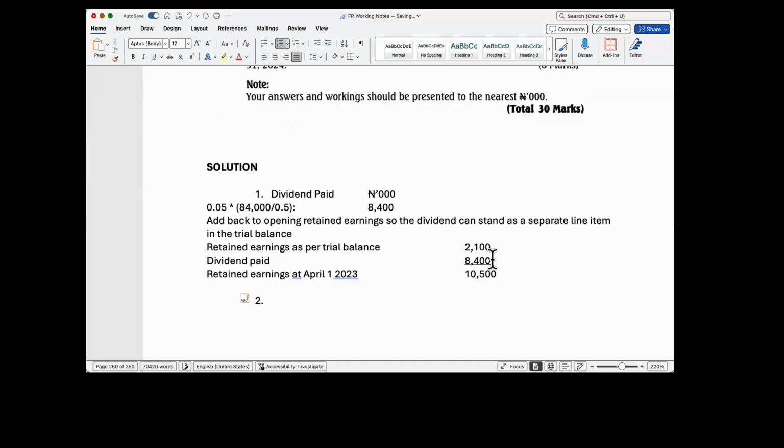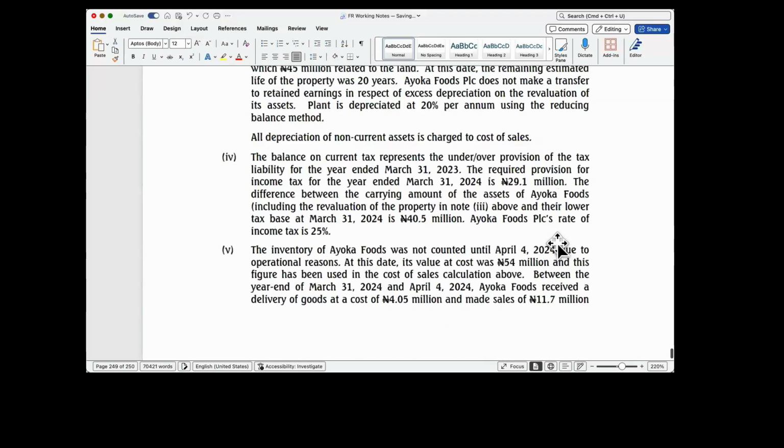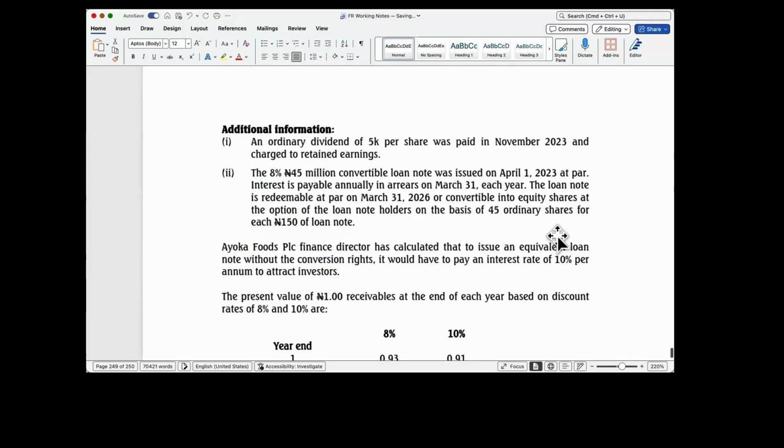So all I need to do is, when I'm preparing my statement of changes in equity, this will then be my opening retained earnings. Remove dividend. I will still come back to this, but this will have given me a mark or so in the exam for doing this separation. Now, let me go to additional information two.